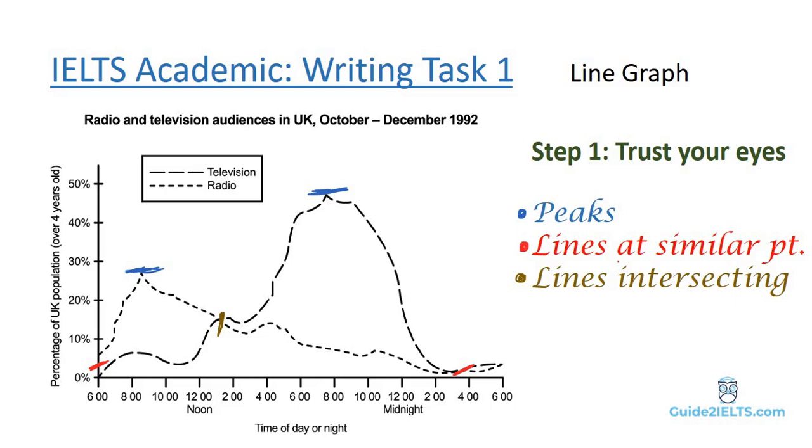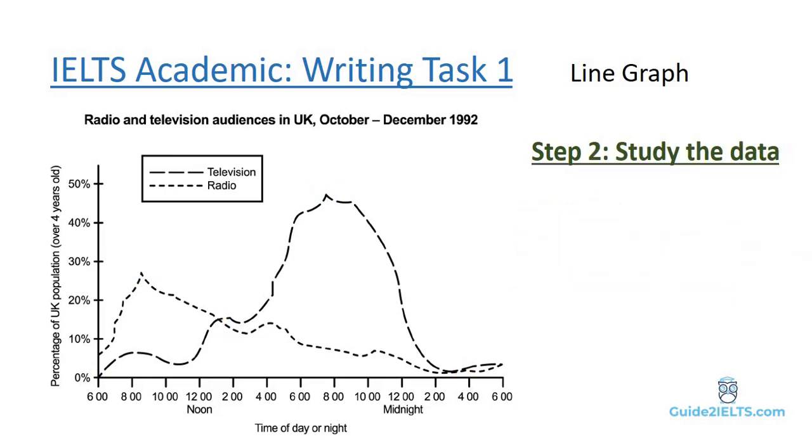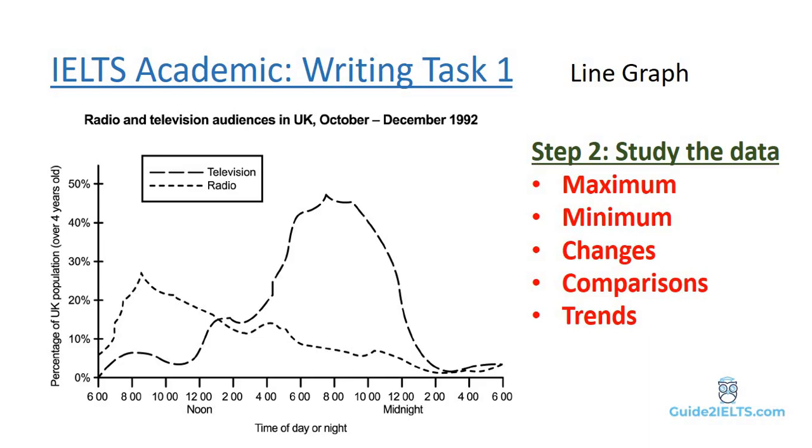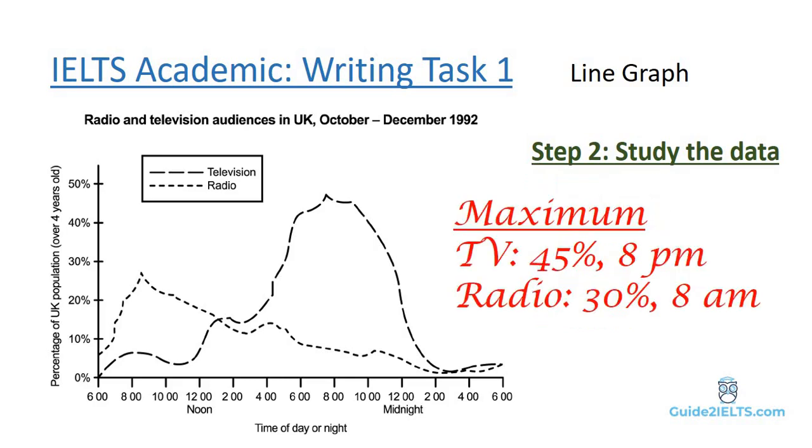Now we move on to the second step, step 2. Study the data. Before we start writing, we should decide what we are going to write. Identify the maximum and the minimum. Also try to figure out the major changes, comparisons, and trends in the graph. The first thing you should do is look for maximum and minimum and see if there is a trend there. In this case, maximum for TV is approximately 45% at 8 p.m. Radio, however, is about 30% at 8 a.m.